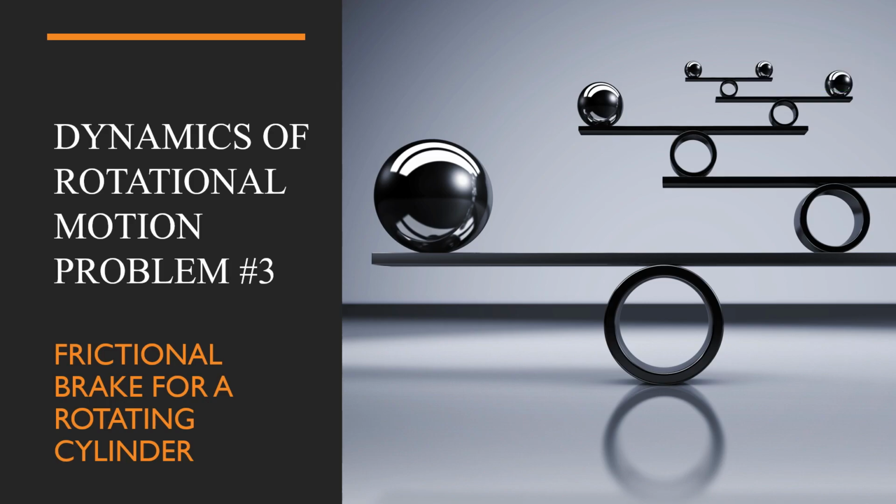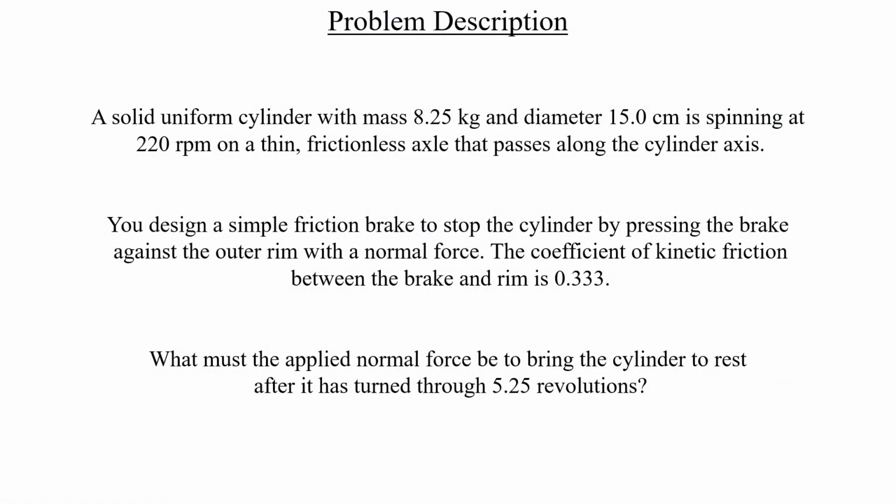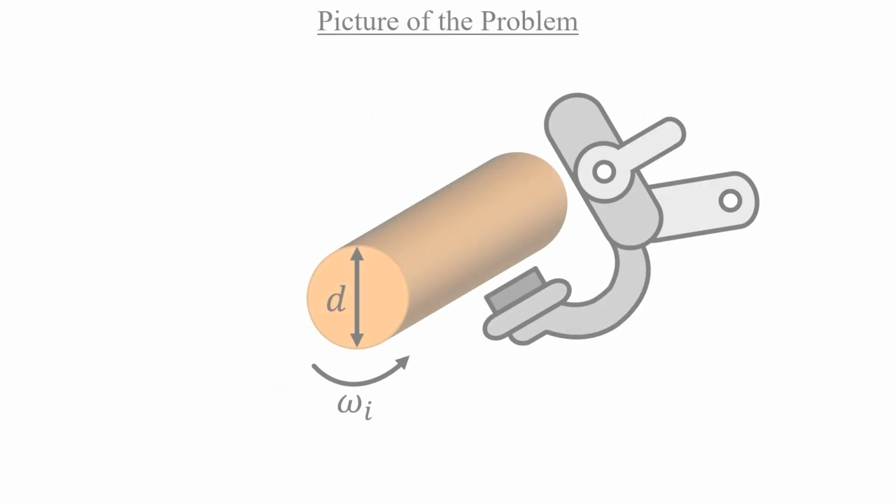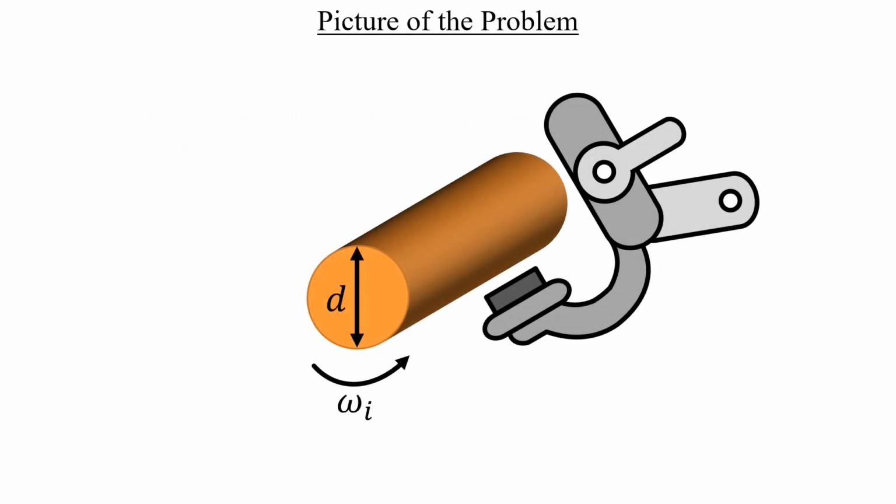Let's try another torque problem that's a little more difficult. In this one, we are essentially doing the same kind of thing as we did in the first few problems, which is slowing down a rotating object using friction. In this case, we're designing a frictional brake for a rotating cylinder.